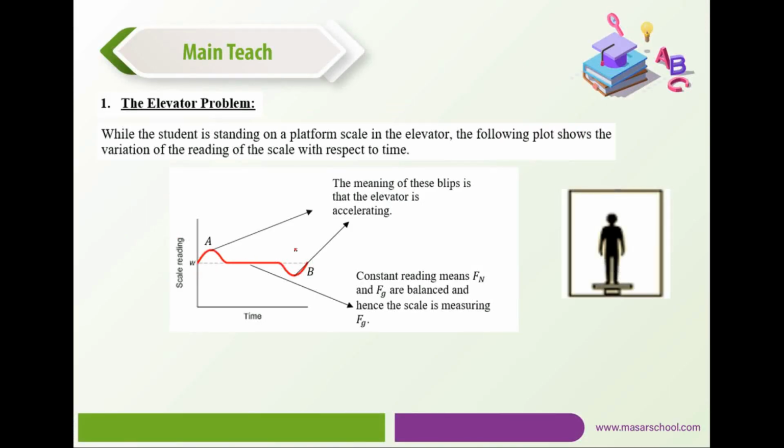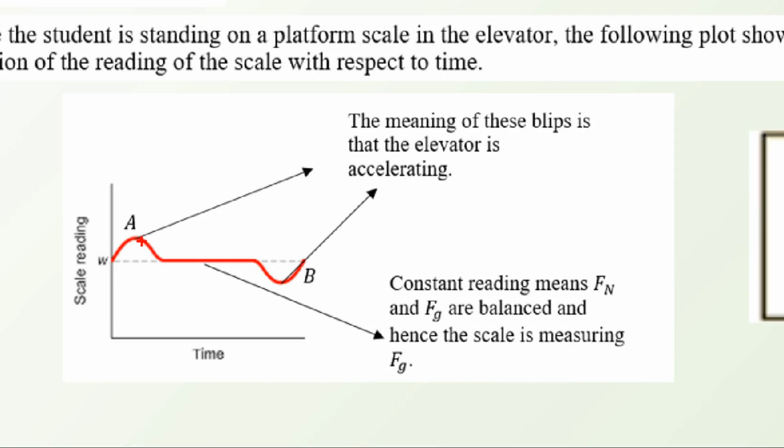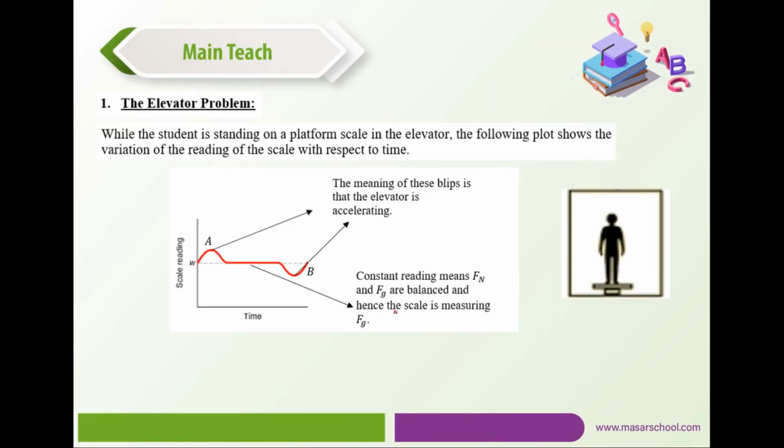So let's interpret that. If the blip is up, then, since the scale reading is the normal push, the normal push would be greater than W. First let me explain the meaning of these blips. Blips A and B mean that the elevator is accelerating either up or down. Now I will interpret them more. In the case where the curve is just horizontal, this means a constant reading, Fn and Fg are balanced, and hence the scale is measuring Fg in this case.